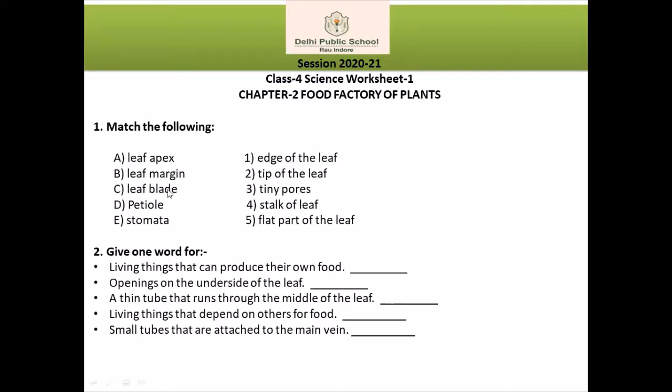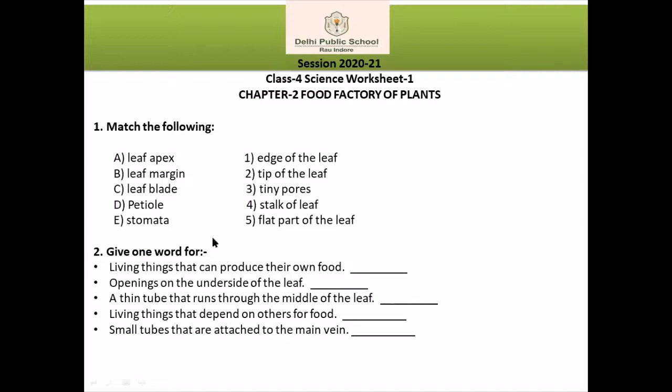The leaf blade is the flat part of the leaf. C will match with number 5. It is also known as lamina. Now D is petiole. Petiole is the stalk of the leaf. D is to 4. And now what is stomata? Stomata are the tiny pores that are present on the underside of the leaves. So for E it is 3. A is 2, B is 1, C is 5, D is 4 and E is 3.